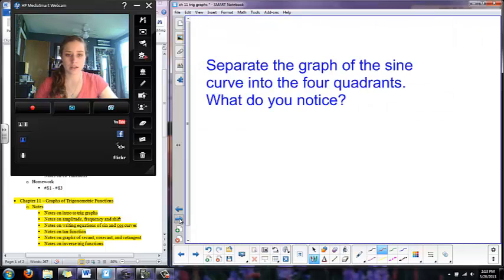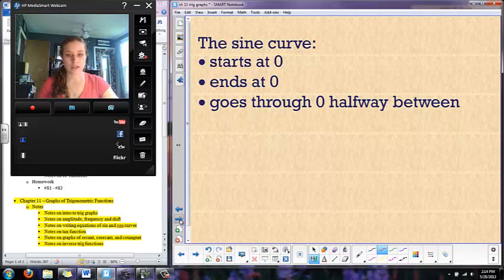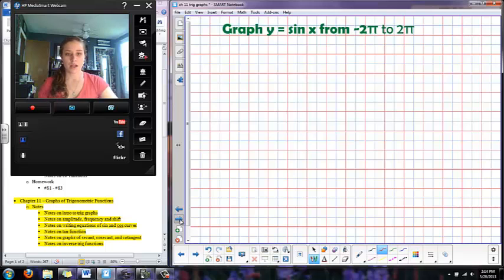Then we did the same thing. Well, first we broke it up into 4 quadrants. You can see that each of the 4 quadrants has a quarter circle in it, and that's how we know that we break it up. The unit circle is actually divided up into 4 quadrants. What else? So sine starts at 0, ends at 0, goes through 0 halfway in between.